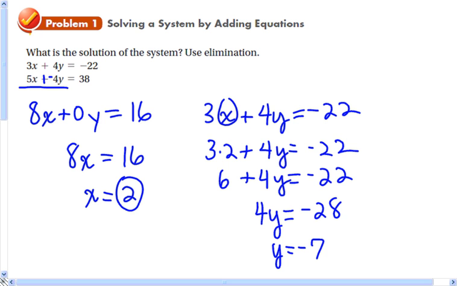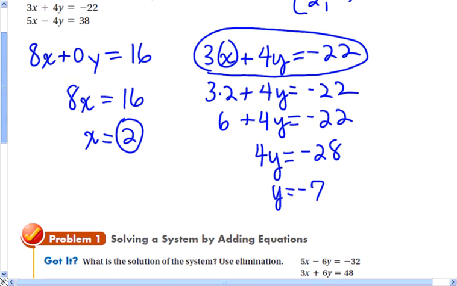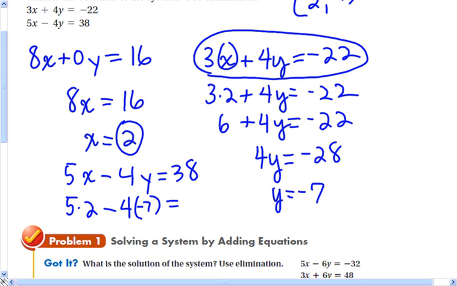So there's my solution. I think. I'm going to check it. 2, negative 7. And since I used this equation to find one of the variables, I think it's most important that I check it with the other equation. Make sure that my solution works. So let's check it in 5x minus 4y equals 38. So we're going to substitute 2 for x. And we're going to substitute negative 7 for y. And we hope that that equals 38.